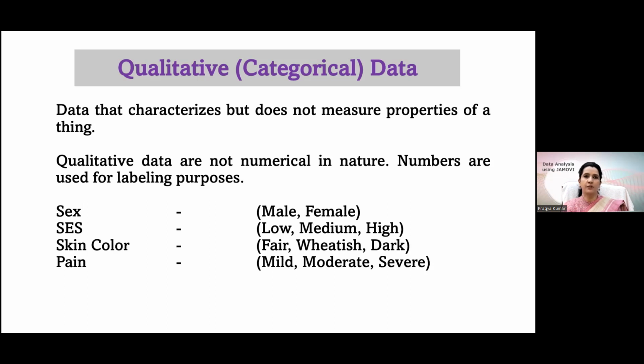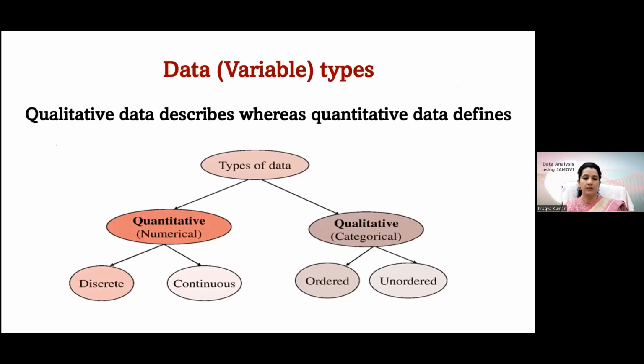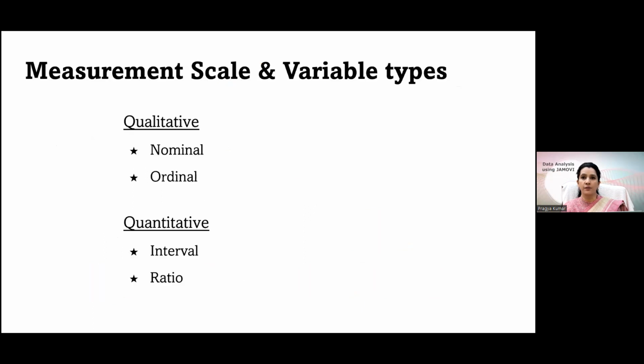So like, let's say you can say here, socioeconomic status, skin, pain, religion, these all are categorical, and then the continuous.